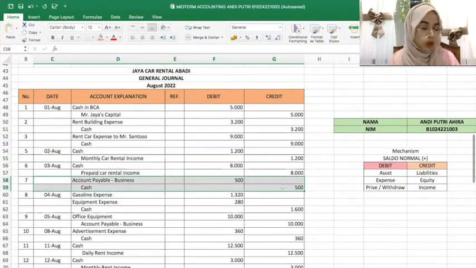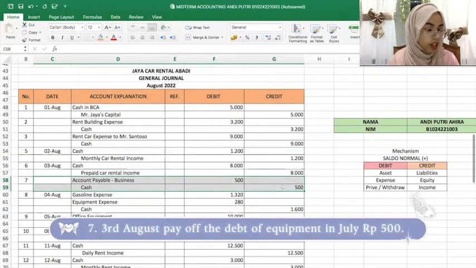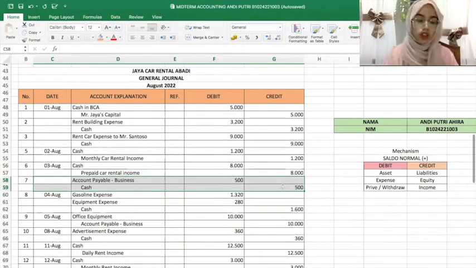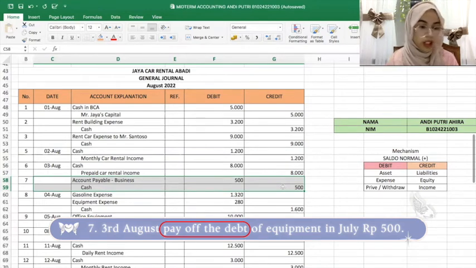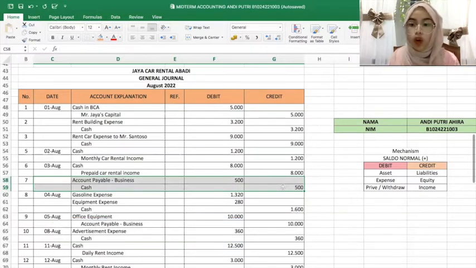Now, moving on to the seventh transaction, 3rd August, they pay off the debt of equipment from July for 500 rupiah. Because they pay off the debt of equipment, the account payable, or the liabilities of the business, is decreasing. When the liabilities are decreasing, it will be on the debit side. But when it's increasing, it will be on a credit side. And also, the cash is decreasing because we pay the debt, so it will be on a credit side.